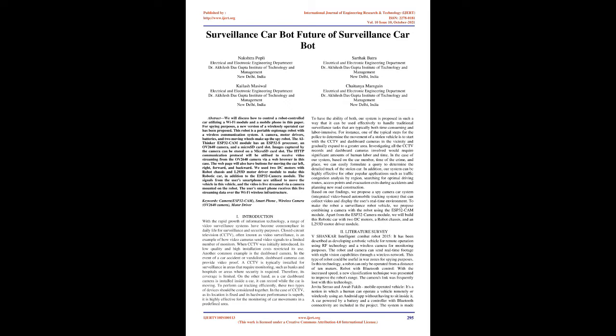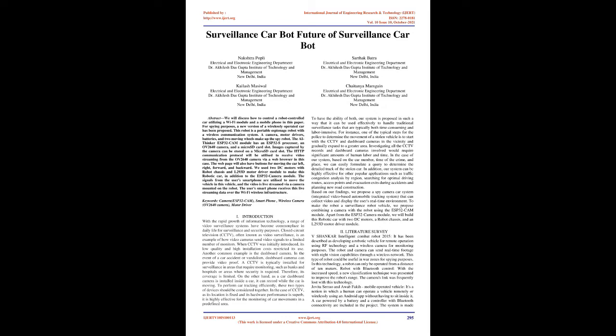The signals from the user's smartphone are utilized to move the vehicle in this vehicle, and the video is live streamed via a camera mounted on the robot. The user's smartphone receives this live streaming data over the Wi-Fi wireless infrastructure. Keywords: camera, ESP32-CAM, smartphone, wireless camera, OV2640 camera, motor driver.